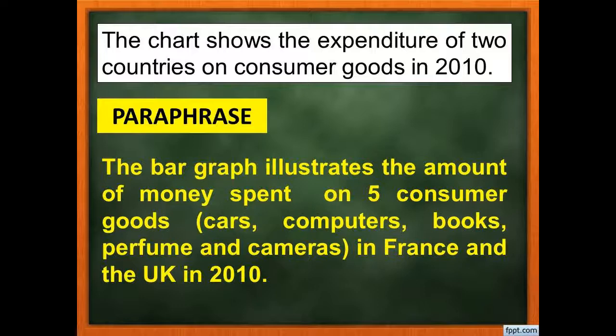Another, 2 countries. It's France and UK. Remember, you may also specify what are the 2 countries instead of just saying 2 nations. And last one, we have consumer goods. It's 5 consumer goods, and they are also specified, which are cars, computers, books, perfume, and cameras. And remember, you cannot paraphrase 2010. Although you may express it in words, the word count is still 1. So, numerical variables are still counted as 1 even if you express it in words.